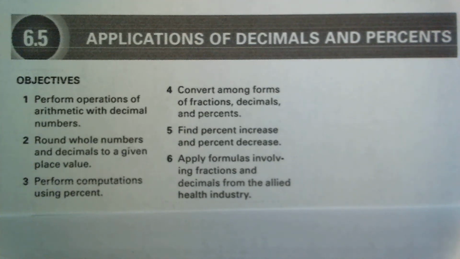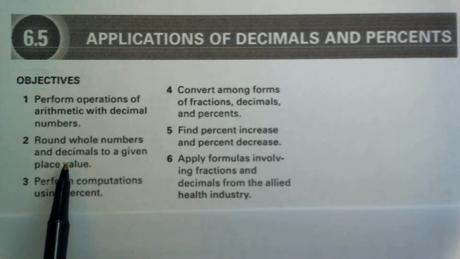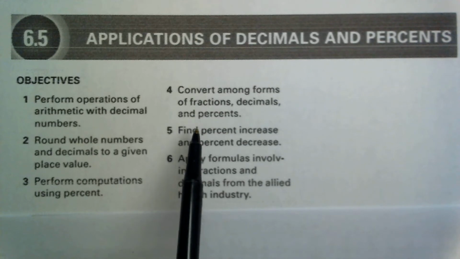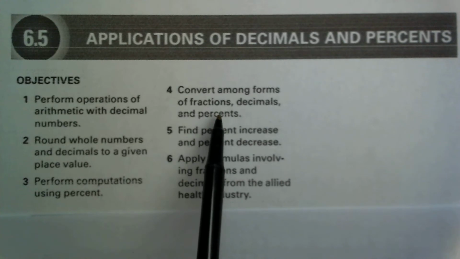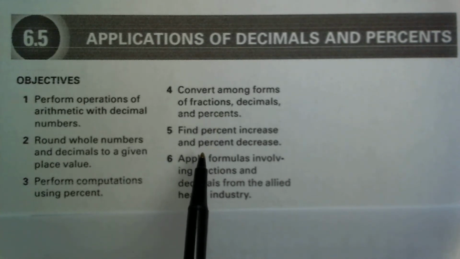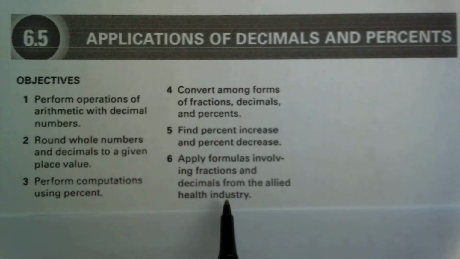Section 6.5 is all about applications of decimals and percents. And so we have 6 objectives to meet. Number 1 is to perform operations of arithmetic with decimal numbers. Then we learn about rounding whole numbers and decimals to a given place value, and then performing computations using percent, and then convert among forms of fractions, decimals, and percent, in other words, to show the equivalence that fractions, decimals, and percents are the same. And then find percent increase and percent decrease, and apply formulas involving fractions and decimals. So there are different applications we'll be looking at.